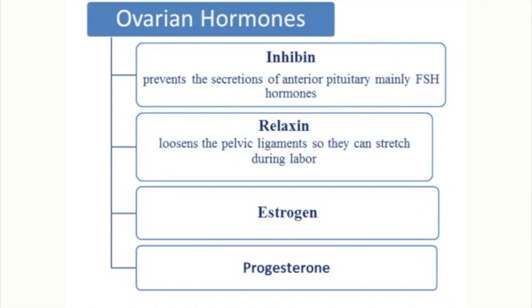I'd like you students to pay attention. I've said that the secretion of ovarian hormones is controlled by the anterior pituitary and the hypothalamus. And here you can see that the ovarian hormones also, and here you can see the pituitary over here.